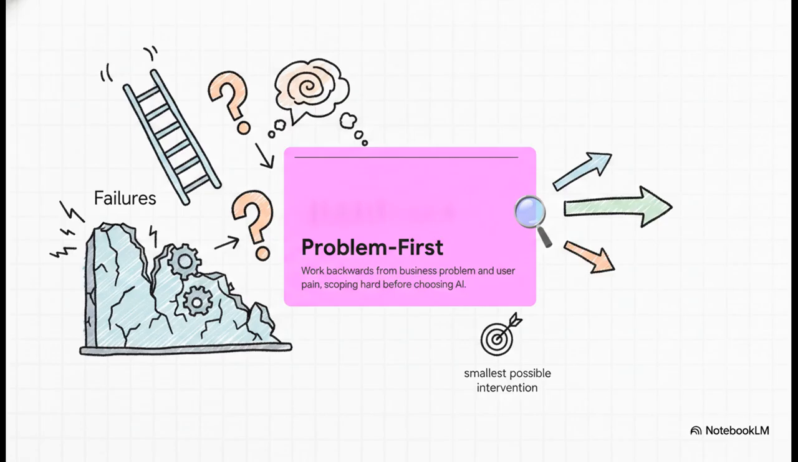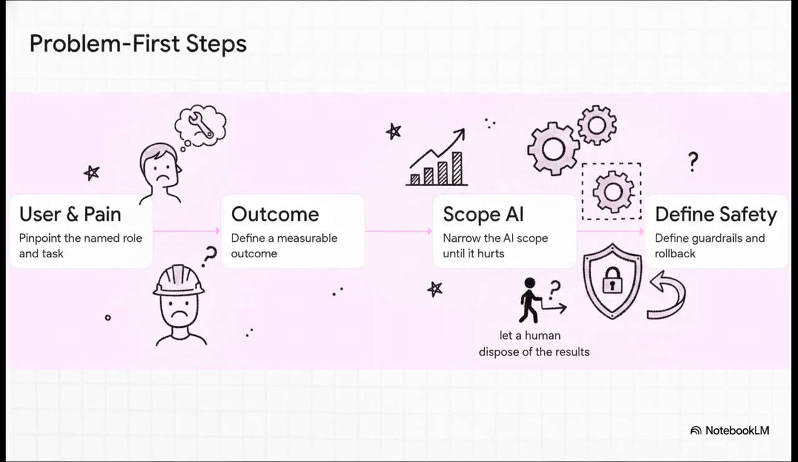This framework is your absolute rescue tool. It forces you to work backwards from the actual business problem and the user's pain, scoping incredibly hard until you find the smallest possible AI intervention. So what does that actually look like in practice?